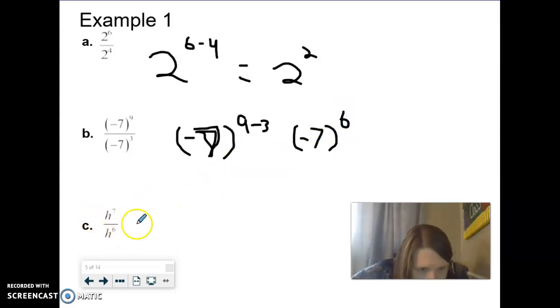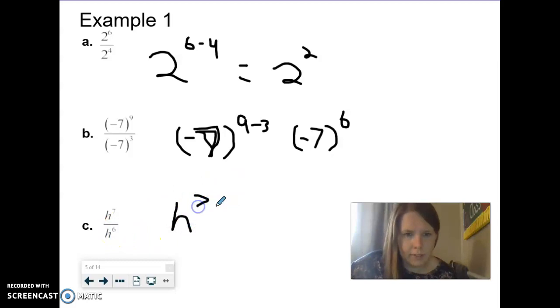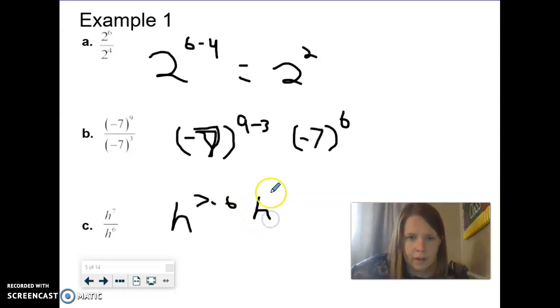This one is kind of hard to see, but it is h to the 7th and then h to the 6th. So you're taking 7 minus 6. Again, like I was telling you before, that's going to be h to the 1, but we don't usually leave that as h to the 1. H to the 1 means the same thing as just h, so let's leave it as h.